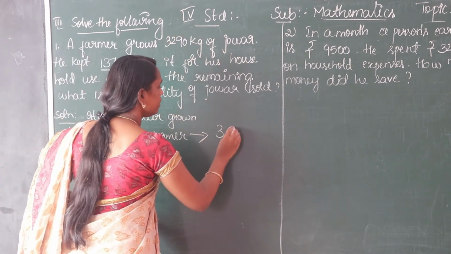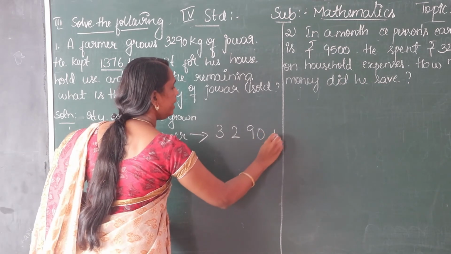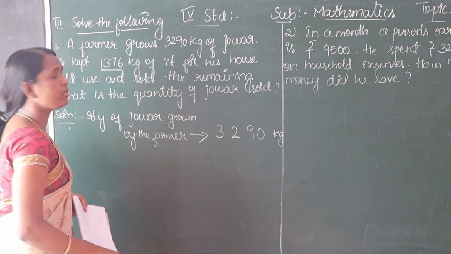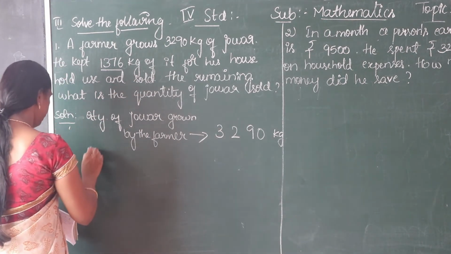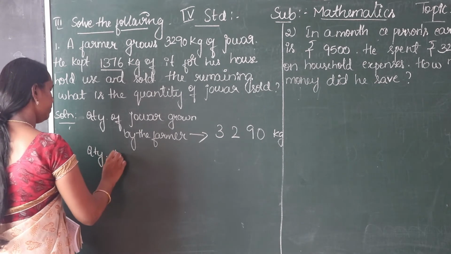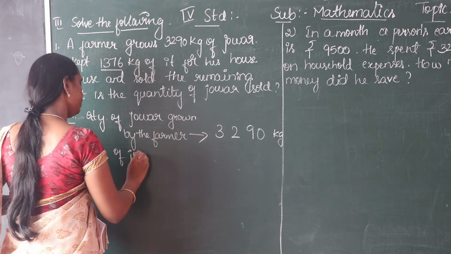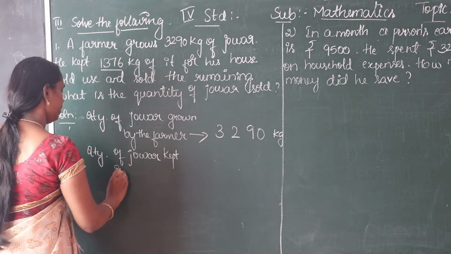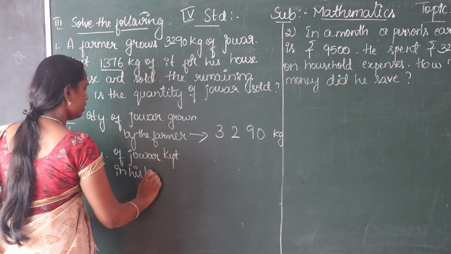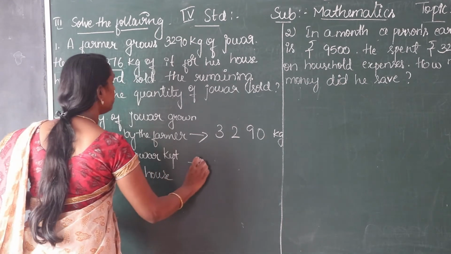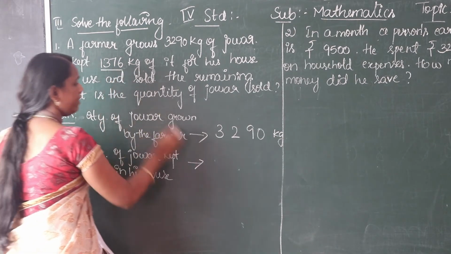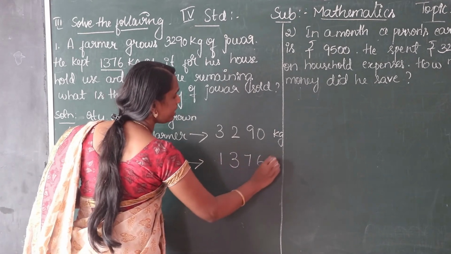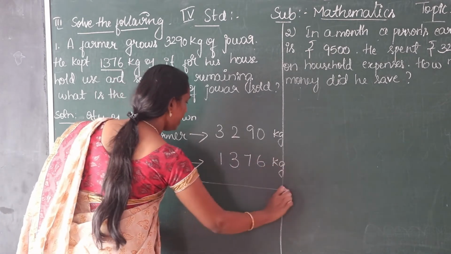3,290 kg. So he kept some jowar in his house. How much? He kept some quantity of jowar in his house. How much? 1,376. Right in the current place. 1,376 kg. So we have to subtract.